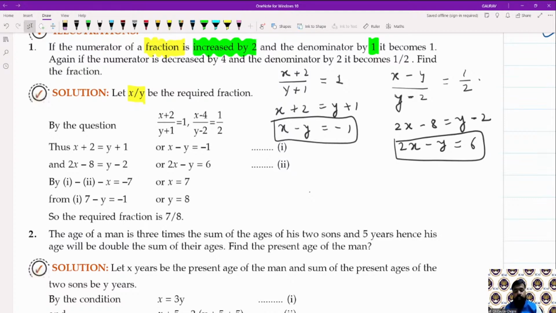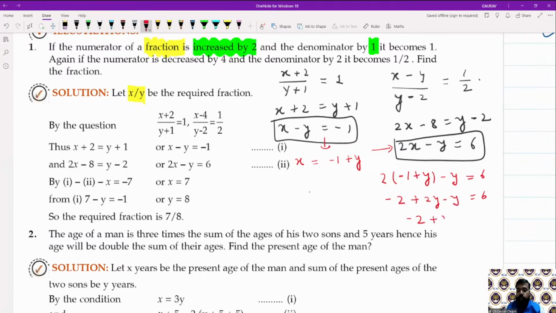We can use any method. If we use the substitution method, then x is equal to minus 1 plus y. We can substitute this value in the second equation. So 2 into minus 1 plus y, minus y is equal to 6. Therefore, minus 2 plus y is equal to 6, so y is equal to 8. In this way we can calculate the value of y.